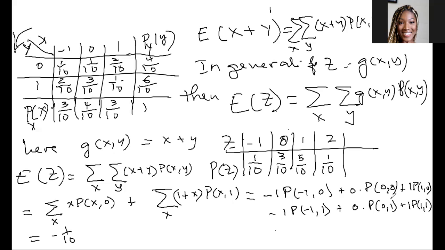Then plus 1 times p of 1, 0. You can see p of 1, 0 is 2 over 10. That's 2 over 10. Minus 1 p of negative 1, 1.